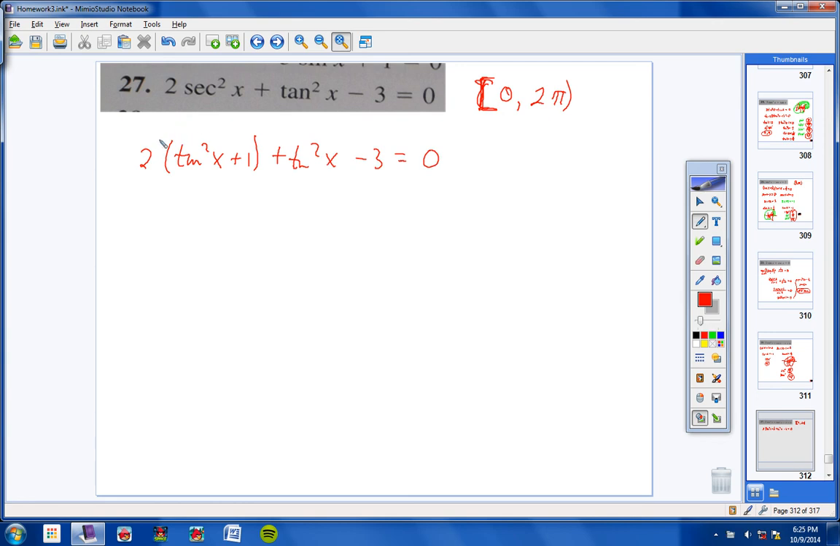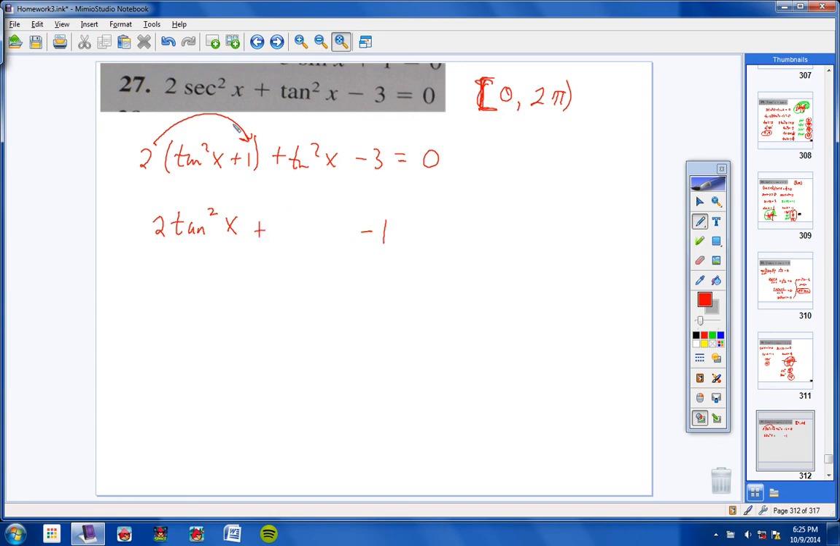Now simplify, take your 2 here and multiply it through. 2 times tangent squared would be 2 tangent squared. And I'm going to skip a step here, students. 2 times 1 is 2. And I'm going to go ahead and combine that with my -3. So positive 2 and -3 would be -1. And then bring down my tangent.